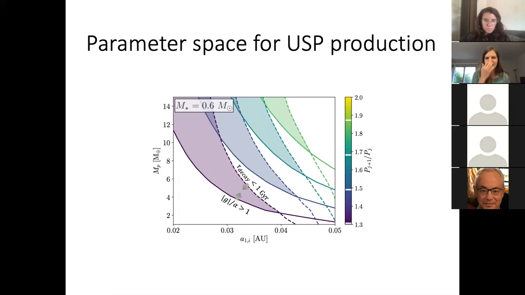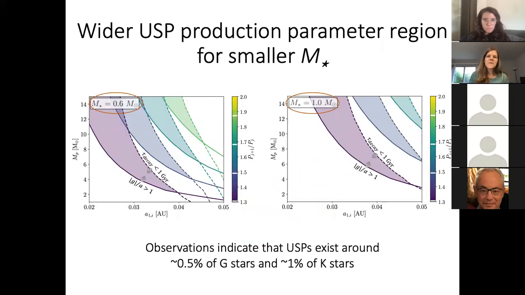I don't have time to go into the details of how this calculation works, but something that is interesting is that if we compare these parameter space regions for different stellar masses, we can see that there is slightly more space, so more susceptibility to becoming a USP, for smaller stellar masses. This tends to go in the same direction as the observations that have indicated that USPs are more common around smaller mass stars. So this is an intriguing comparison to the observations.